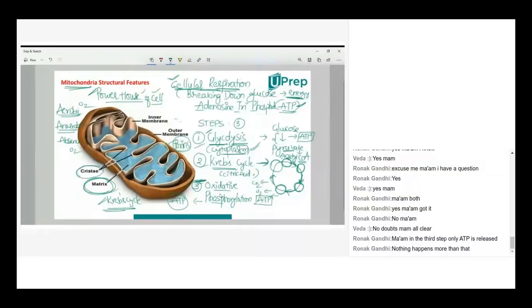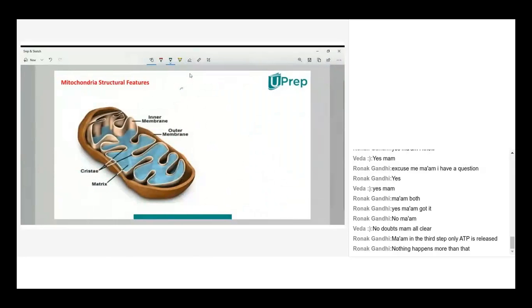Cristae carry a system called ATP synthase. This is the system. Now, Ronak, your doubt gets clarified here. ATP synthase is the system which we'll find on the cristae. I'm just erasing the whole thing because oxidative phosphorylation has to be explained. Now, here we are talking about oxidative phosphorylation. Now, I'll discuss ATP.